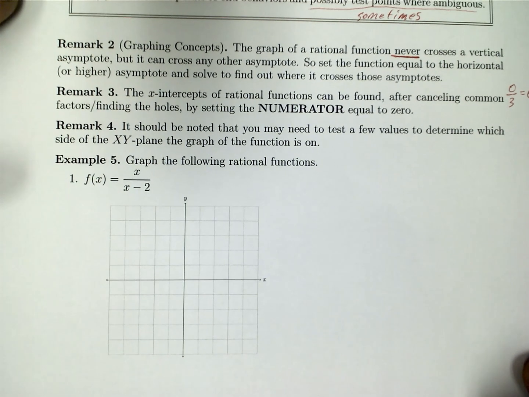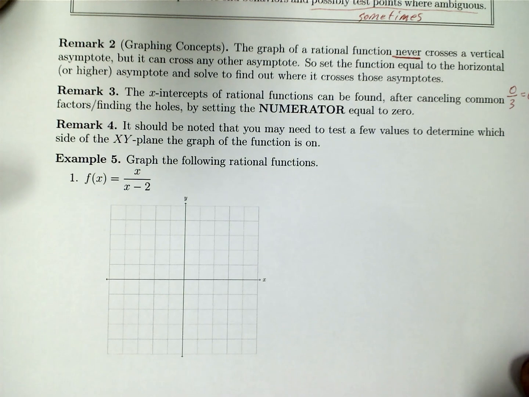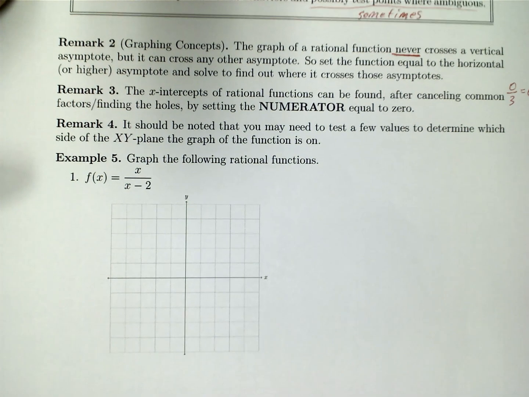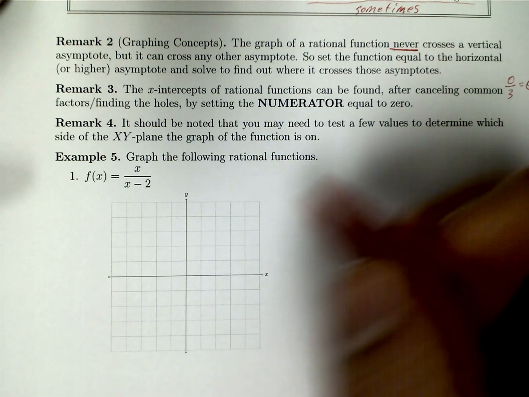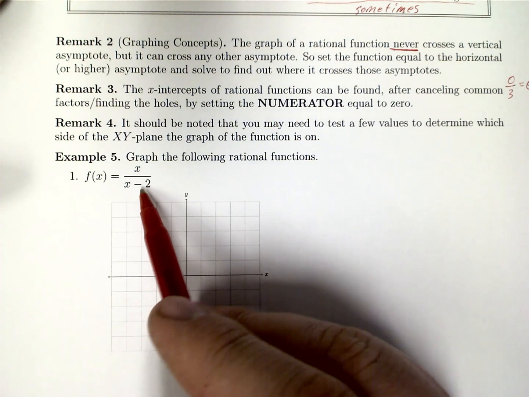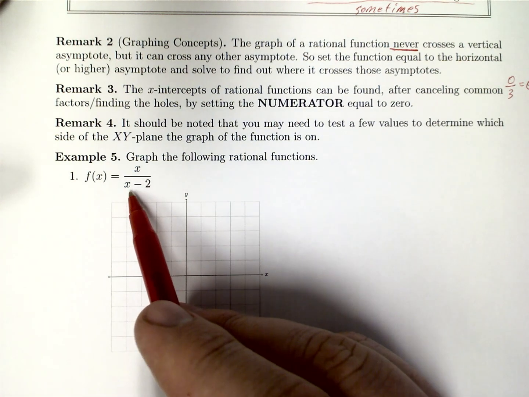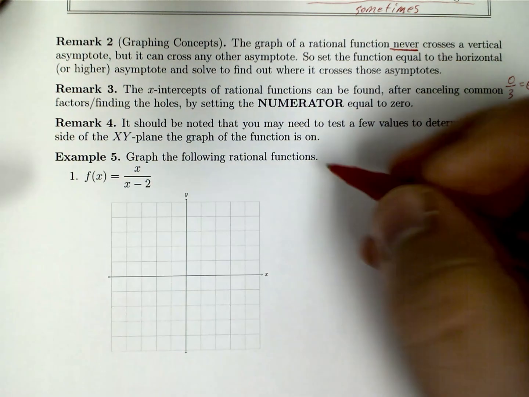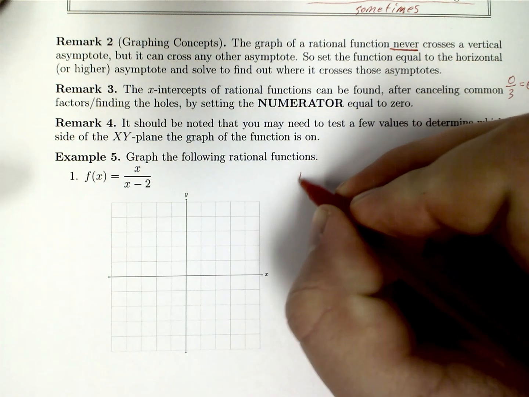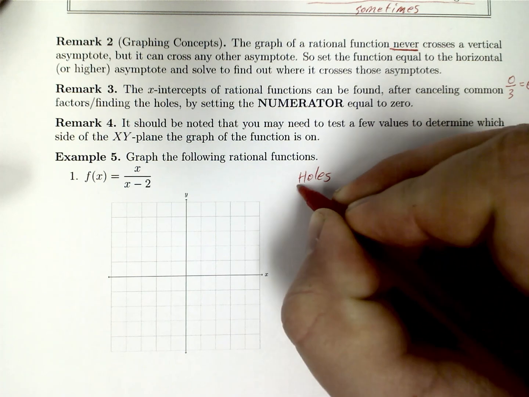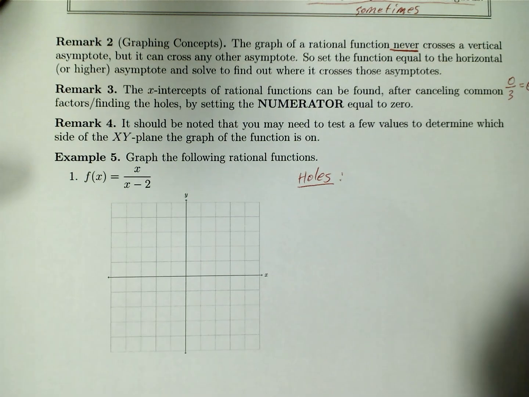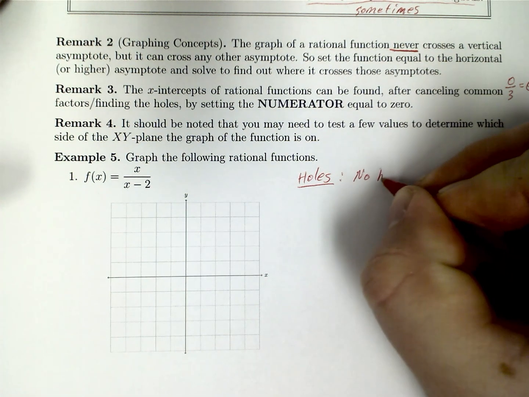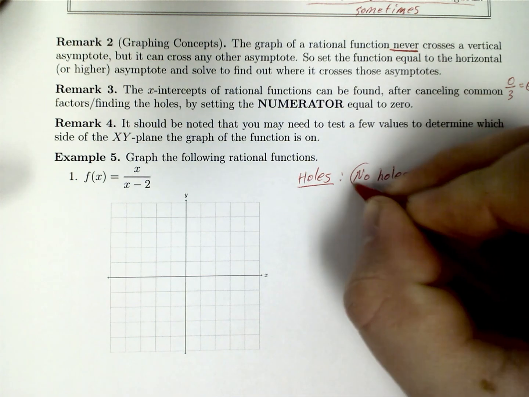So a very simple function, f of x equals x over x minus 2. Our first thing is to factor completely. You can't really factor x, and you can't really factor x minus 2. That's fine. There's no common factor. We always start with holes first. There are no holes.